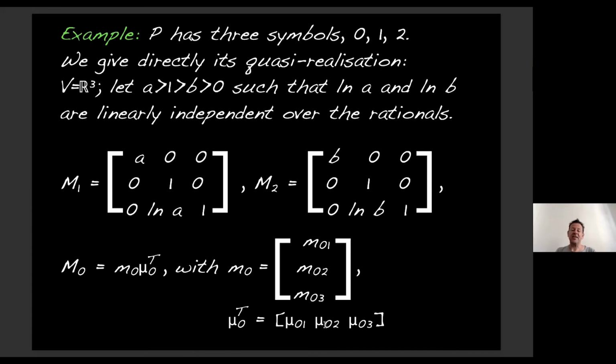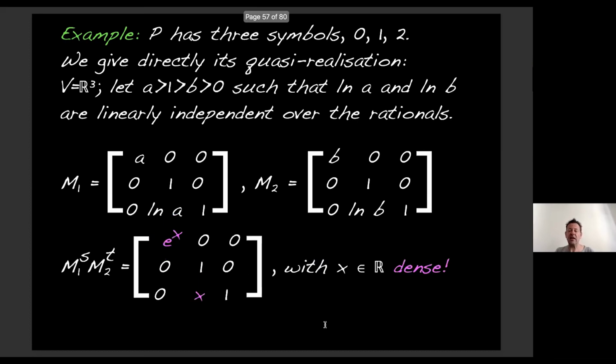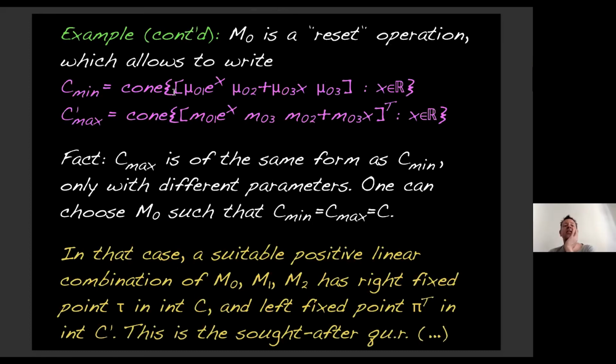So this event zero resets the internal state to mu zero or M zero, depending on which way, whether you work in the Schrödinger or in the Heisenberg picture. And so it's very natural that you say, okay, let's apply these exponential matrices to mu zero and to M zero, and you get this here. And I wrote here the dual of C max.